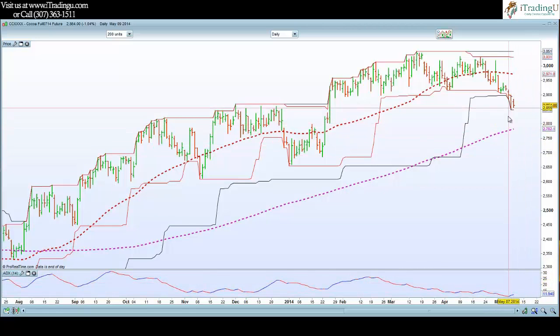And really, again, here too, we would love to see it break through and close below the 200-day moving average to really get momentum on this position. All right, let's move to coffee.